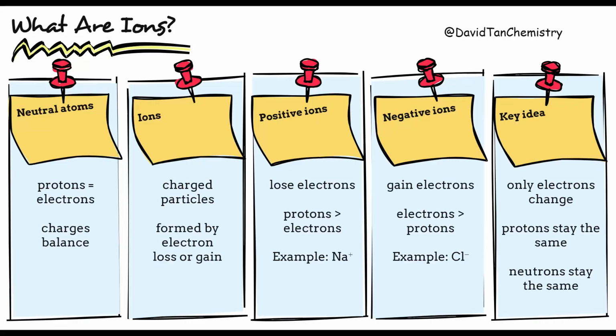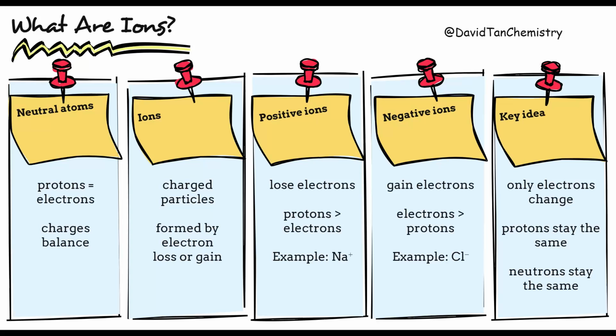So, the key idea is this. When atoms form ions, only the electrons change. The atom may lose electrons or gain electrons, but the protons and neutrons stay the same. This is why the element does not change when an ion forms. A sodium atom becomes a sodium ion, not a different element.